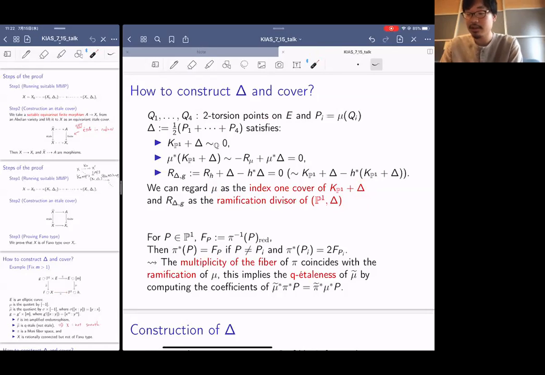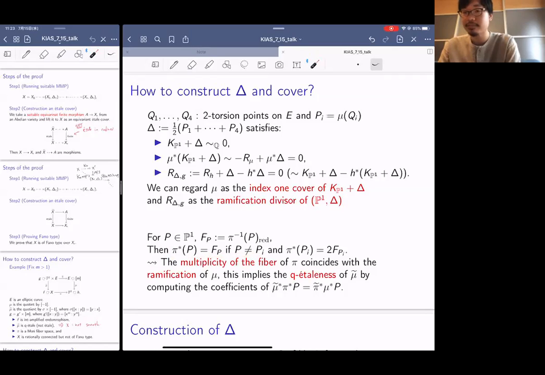Indeed, pi has multiple fibers. Pi has multiple fibers with multiplicity 2, where this is a reduced fiber. This is the definition. And for another point, it has a reduced fiber.